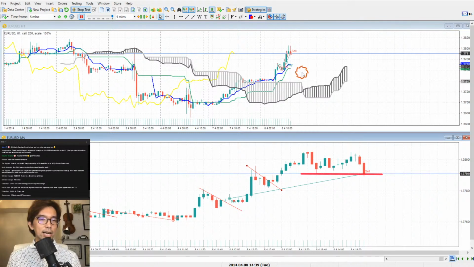Okay, because Kijun Sen is flat now and Kumo flat too. So the price might continue to go down. Right, it might go up, but it might go down too. And like I said before, I don't want to take a 50-50 chance. So I won't look for a buy chance now. And once I see this kind of market, I take it out. I exit already and look for another chance to buy or sell.